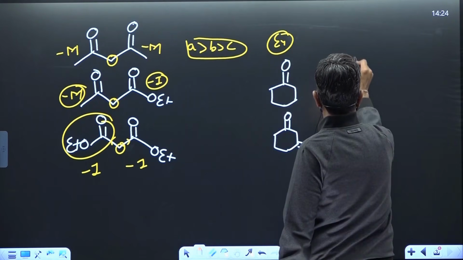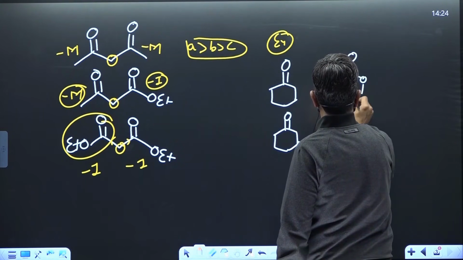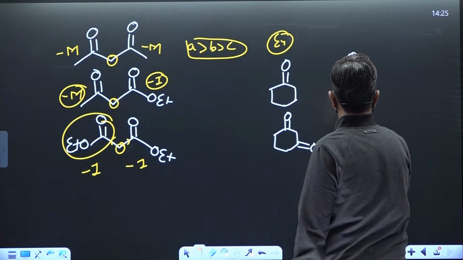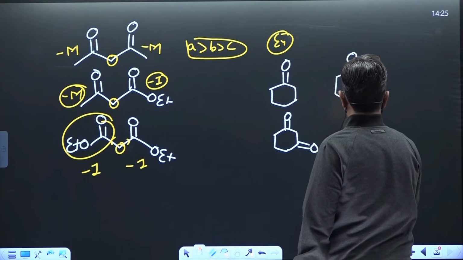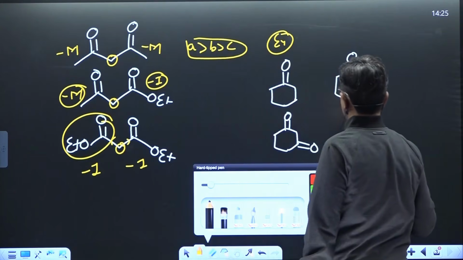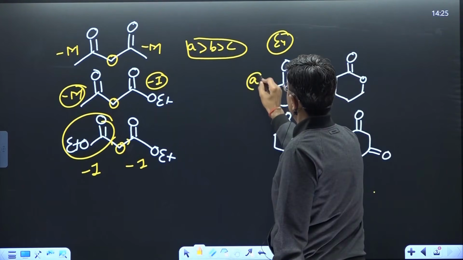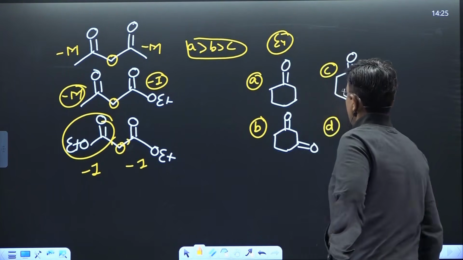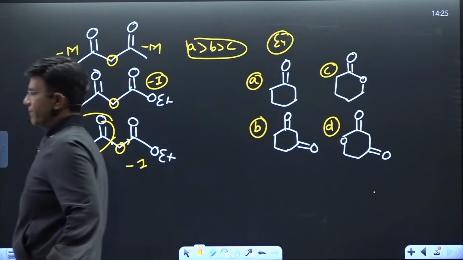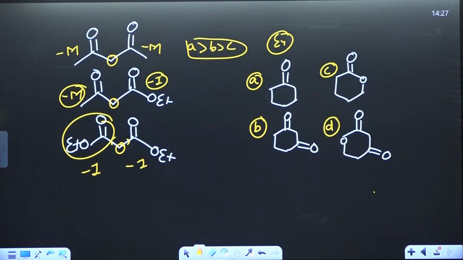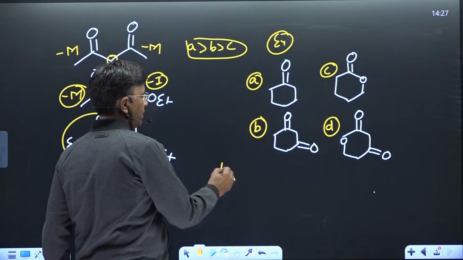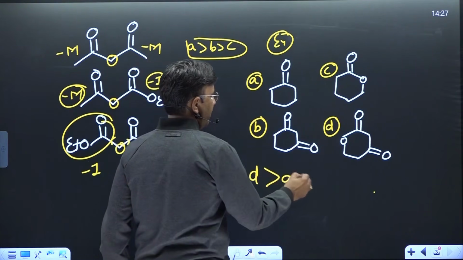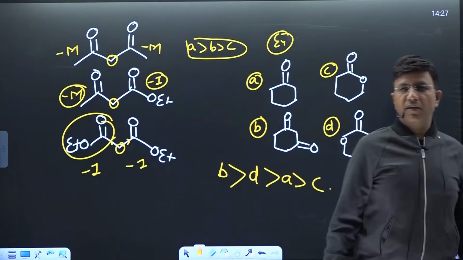You have to compare the acidic strength of all four of these. What's the answer, bro? Who will come first? B. Who comes after that? After B comes D, then A, then C. How did you figure that out?